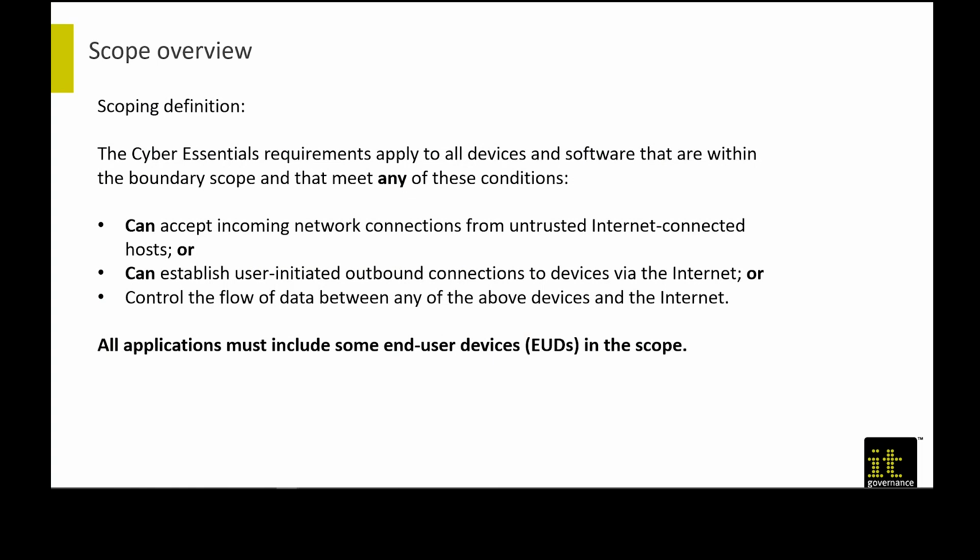Here's the scope and definition. The Cyber Essentials requirements apply to all devices and software that are within the boundary scope and that meet any of these conditions. They can accept incoming network connections from untrusted internet connected hosts, or they can establish user initiated outbound connections to devices via the internet, or they control the flow of data between any of the above devices and the internet. So as long as a device meets one of those, it will be in scope of the certification. And just a point there at the bottom, all applications must include some end user devices in the scope.